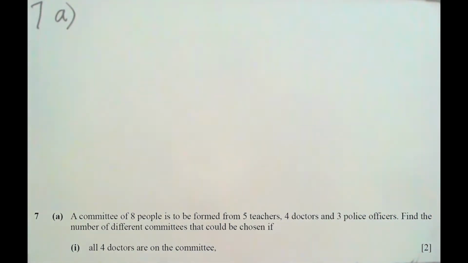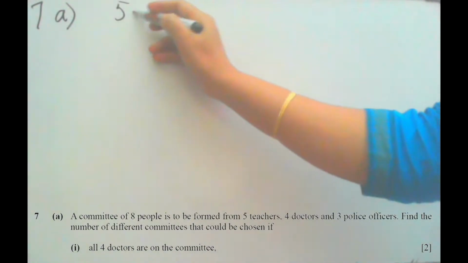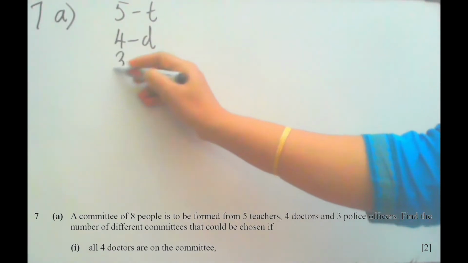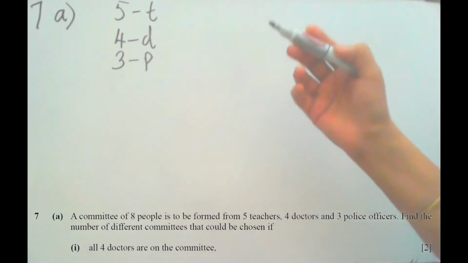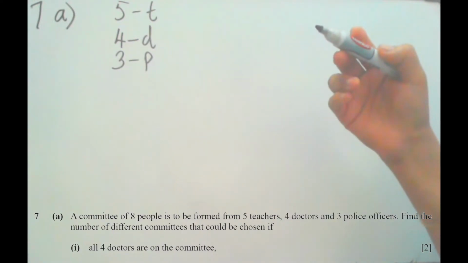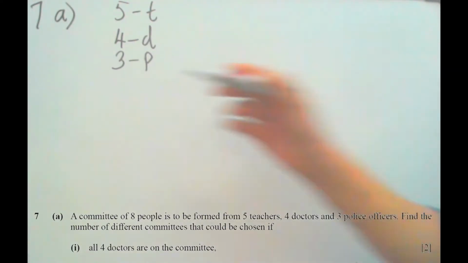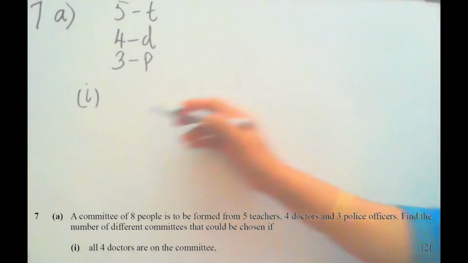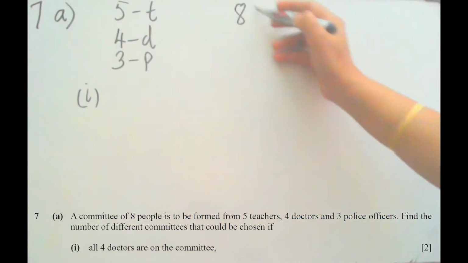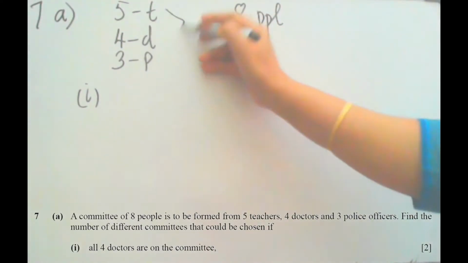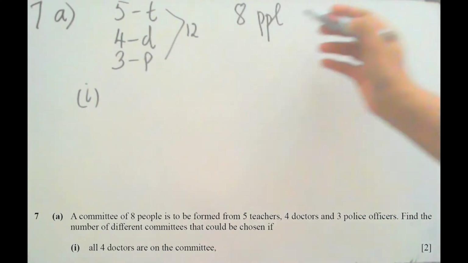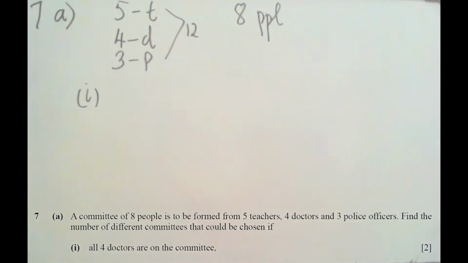A committee of 8 people is to be formed from 5 teachers, 4 doctors and 3 police officers. Find the number of different committees that could be chosen if part I, all 4 doctors are on the committee. Okay, we need 8 people. We have 9 plus 3, 12 people. So out of 8 people, all 4 doctors are on the committee.